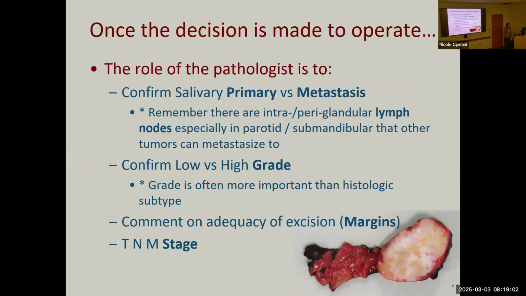Okay. So once the patient comes to the operating table, we of course are going to confirm whether this is truly a primary or a metastasis, whether this is low or high grade, how are the margins, and then of course, what is the TNM stage? The one benign tumor that we always comment on with margins is pleomorphic adenoma, right? Because this has a high propensity to recur and a high propensity to transform to malignancy.